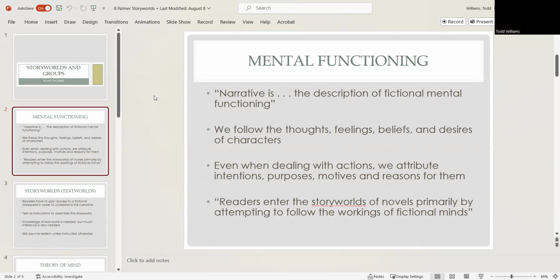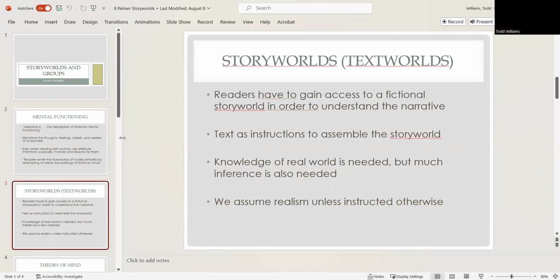Another quote: "Readers enter the story worlds of novels primarily by attempting to follow the workings of fictional minds." So let's talk about this term story worlds quickly here. This is a term that literary critics sometimes use. Sometimes you'll see the term text worlds. But basically it's referring to the world that you have to enter and understand when you're engaging with fiction. So readers have to gain access to fictional story worlds in order to understand the narrative.